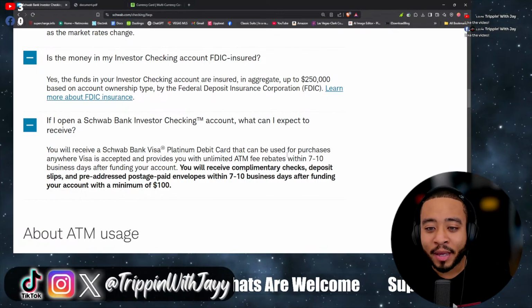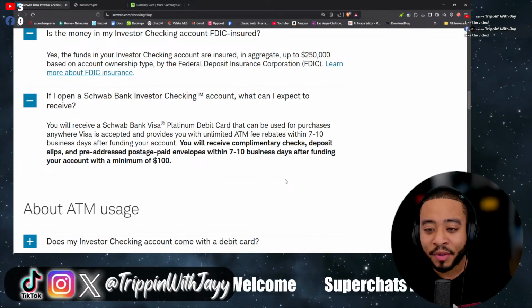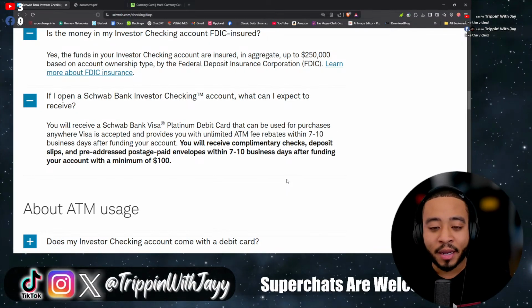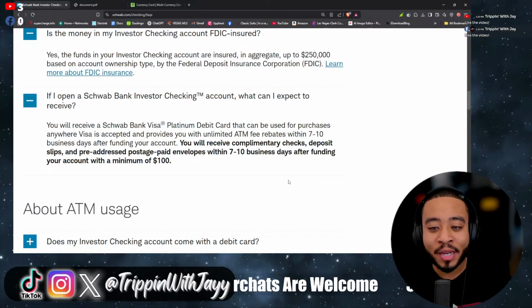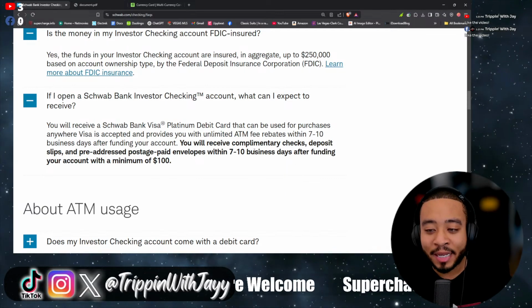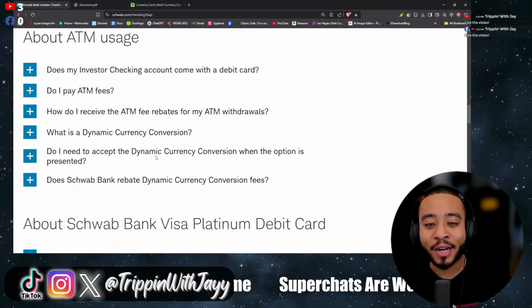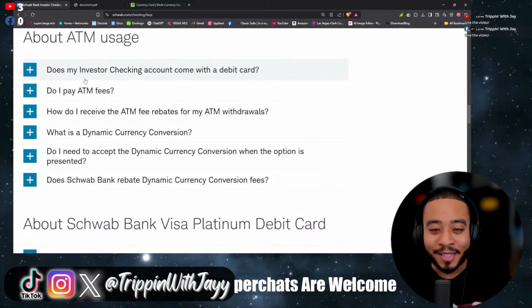If I open an investor checking account, what can I expect to receive? You will receive the debit card within 7 to 10 business days. And you will receive complimentary checks, deposit slips, and pre-addressed postage paid envelopes within 7 to 10 business days after funding your account with a minimum of $100. Whew, that's a lot, bro. That's a lot to say, actually.